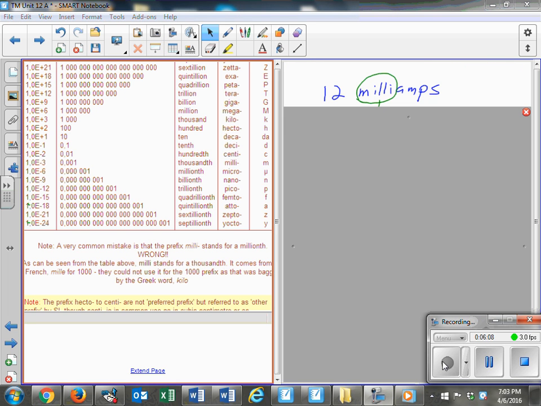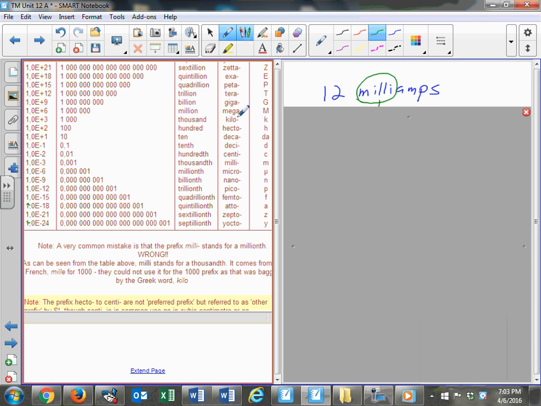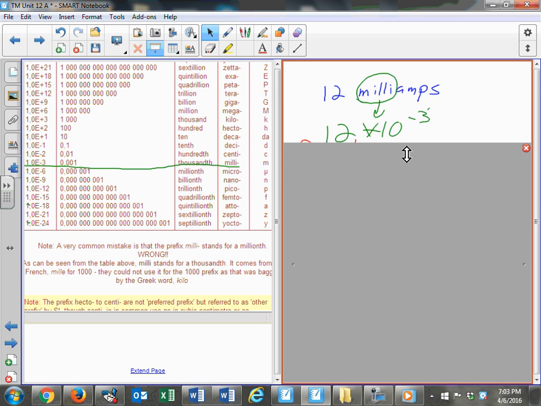In our last example here, I have something like 12 milliamps. We just come over to the chart and find milli on the chart, which is right here. There it is. And you can see that that is 1e negative 3, which basically means 1, or 12 in this case, times 10 to the negative third. And then the negative third means you'd move your decimal point over 1, 2, 3 spaces, and you'd have 0.0012.